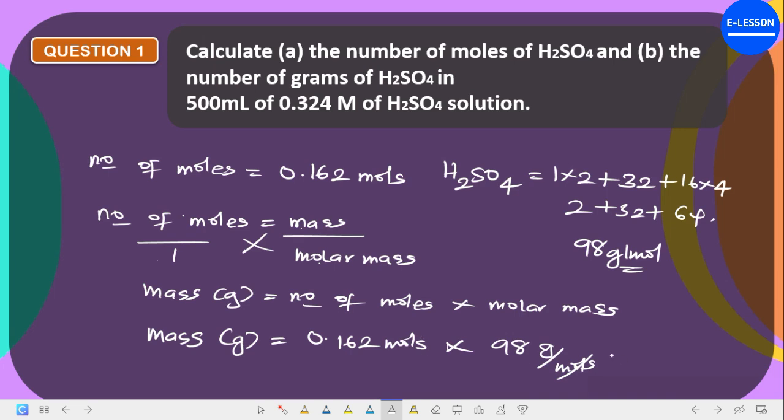Now mole per mole, mole cancels mole, and then our mass in grams will be equal to, when you multiply this and this together, what is going to be given to us? This times 0.162, and that will give us 15.876 gram. So this is our answer to this particular question. So our mass in gram is equal to 15.876 gram. Let's take the next question.